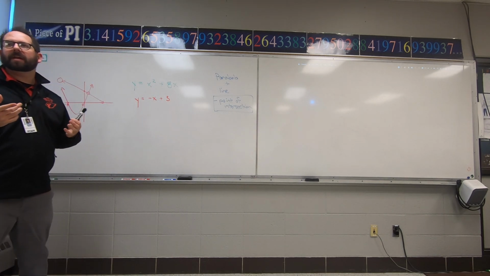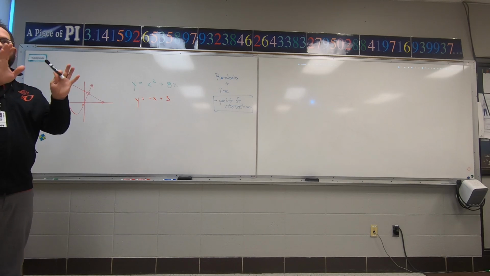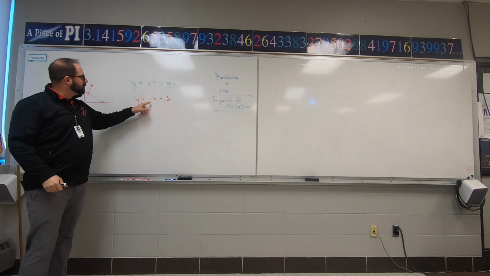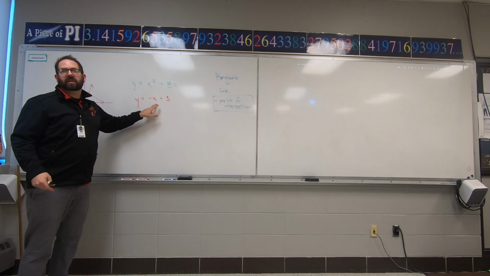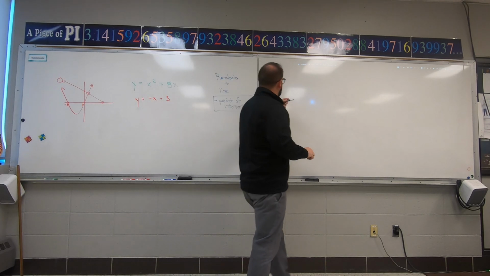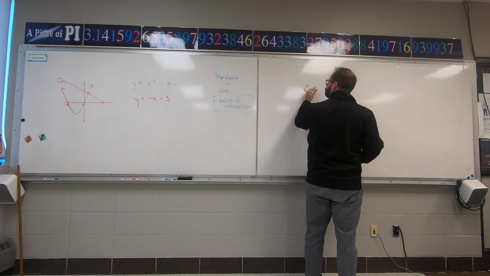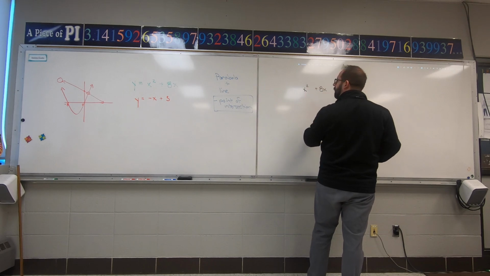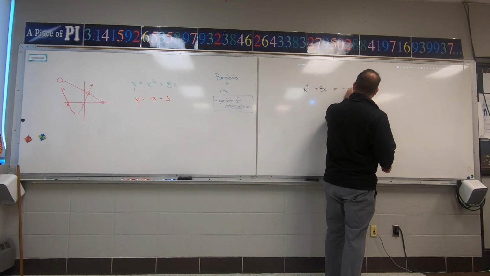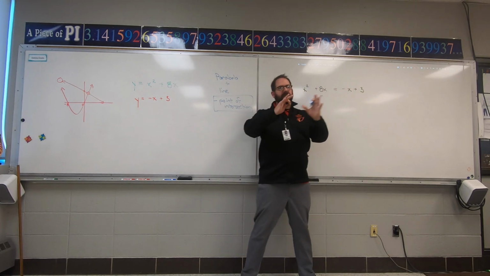The trick that I talked about yesterday is you set them equal to each other, whatever the equations are. So that equation, this equation, they already have the y's. We're looking for where the y's are the same. So we set those equal, okay? So we're going to set that x squared plus 8x, whatever that parabola was, equal to that linear function. I don't care what the equations are.